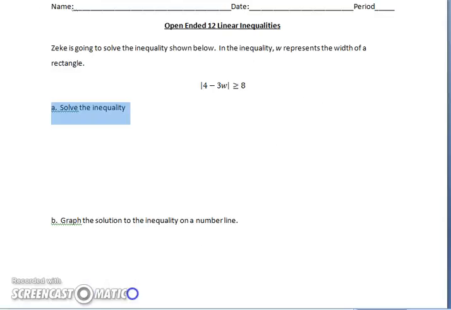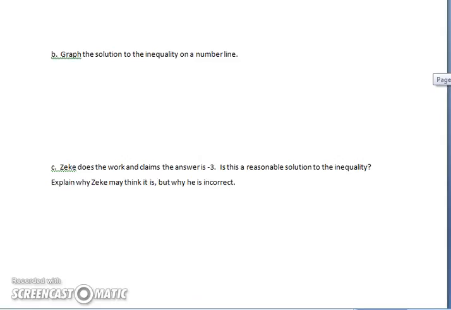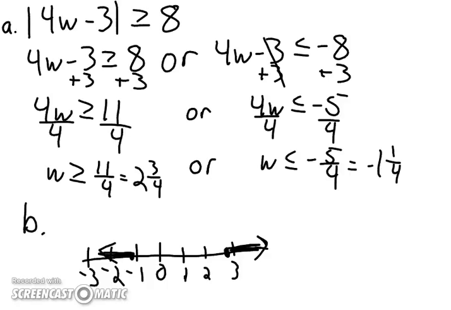For part C, the question is, Zeke does the work and claims the answer is negative 3. Is this a reasonable solution to the inequality? Explain why Zeke may think it is, but why he is incorrect. Well, if you come back here, negative 3 certainly looks like it should be a solution. It's less than negative 1 1/4 or negative 5/4, whatever you use. So it certainly seems like that should be a correct answer.